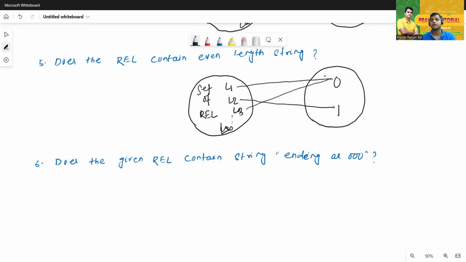It may contain only odd length strings, and then it will map with 0. If the RL language contains an even length string, it will map with 1. So it is a non-trivial property of RL languages. A non-trivial property of RL languages means it is undecidable. Okay. Now we'll see the next problem.